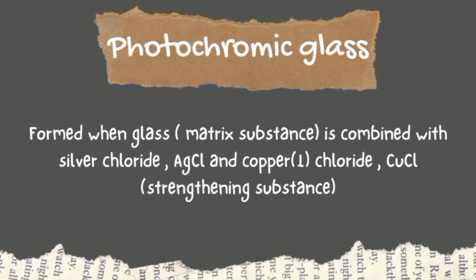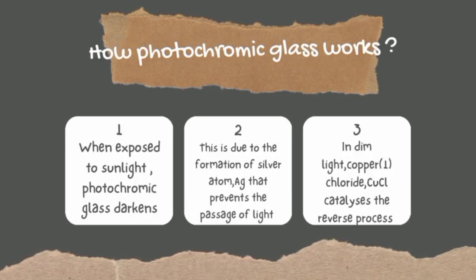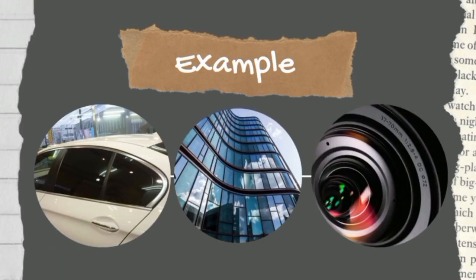Photochromic glass is formed when glass matrix substance is combined with silver chloride (AgCl) and copper(I) chloride (CuCl) strengthening substance. How does photochromic glass work? When exposed to sunlight, photochromic glass darkens. This is due to the formation of silver atoms, Ag, that prevent the passage of light. In dim light, copper(I) chloride (CuCl) in photochromic glass catalyzes the reverse process so that the glass becomes transparent again. Photochromic glass protects the user from UV, for example, car windows, building windows, and camera lenses.